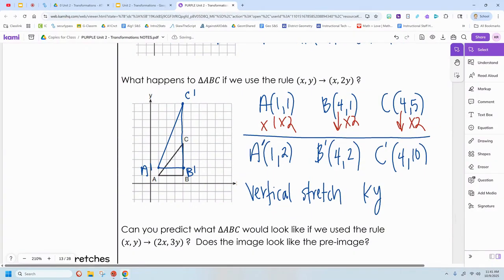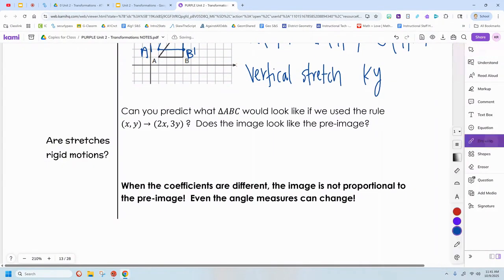So when I use a rule like 2x, 3y, well, I know my shape is going to get bigger, right? But is my shape going to still look like its original shape? Will it still have the same proportions, really? Or is it going to look more stretched? Is it getting stretched more in this direction, or more in this direction? Both are getting stretched, but this is more stretch vertically than horizontal.